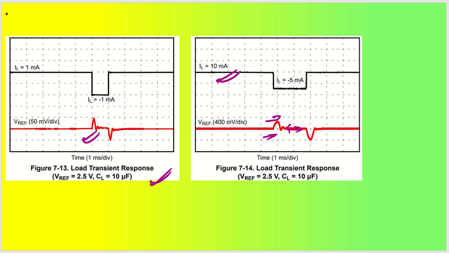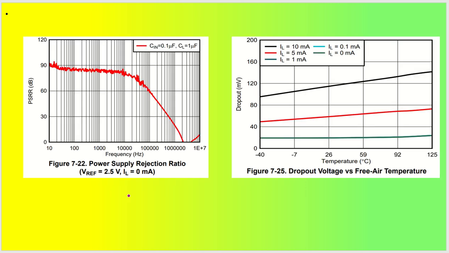Coming back to the power supply rejection ratio. You can see up to around 100 kilohertz you have more than 60 dB. Up to 10 kilohertz you have very good PSRR, which is more than 80 dB. But as you go to higher frequencies, let's say 100 kilohertz, it goes to 60 dB. So this is also a very good response, not a problem.